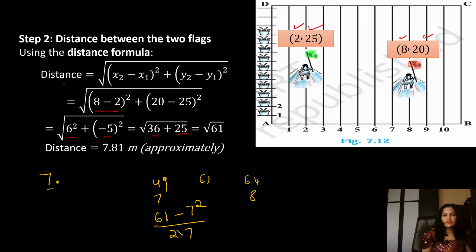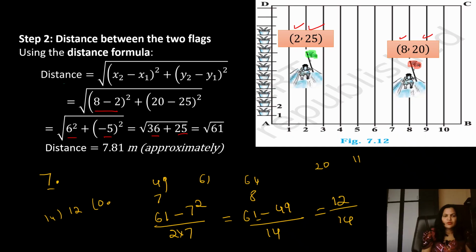2 into 7. 61 minus 7 sevens are 49, divided by 7 twos are 14. 60 minus 40 is 20, 20 minus 9 is 11, 11 plus this one is 12. 12 by 14. 7.12 by 14, how much does it come to? 12 divided by 14, 0.14.